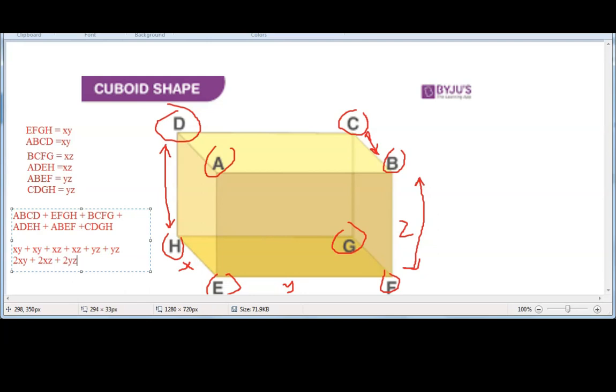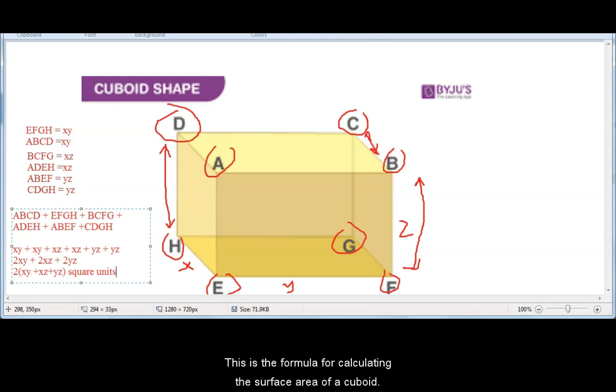Now factorize. You end up with 2 into XY plus XZ plus YZ square units. This is the formula for calculating the surface area of a cuboid.